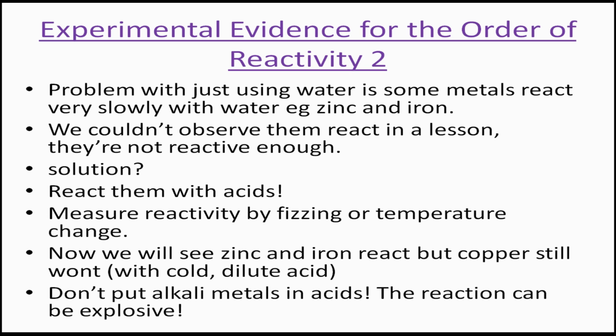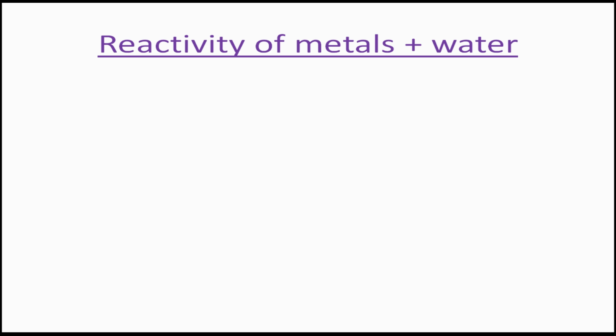However, we will never do the alkali metals in acids because the reactions can be dangerously explosive, which is why it's a good idea to use a combination of both acid and water to test the reactivity of the metals. If the alkali metals just explode as soon as we put them in the water, it's very hard to tell which is the most reactive. And likewise it's very hard to see with water and zinc and iron which is the most reactive out of those two, because the reaction is very similar. So this is why we need to do both of these types of reaction.